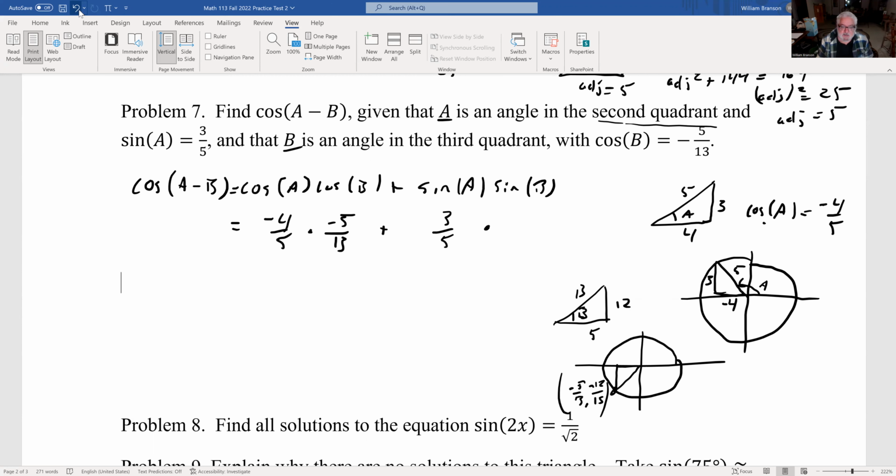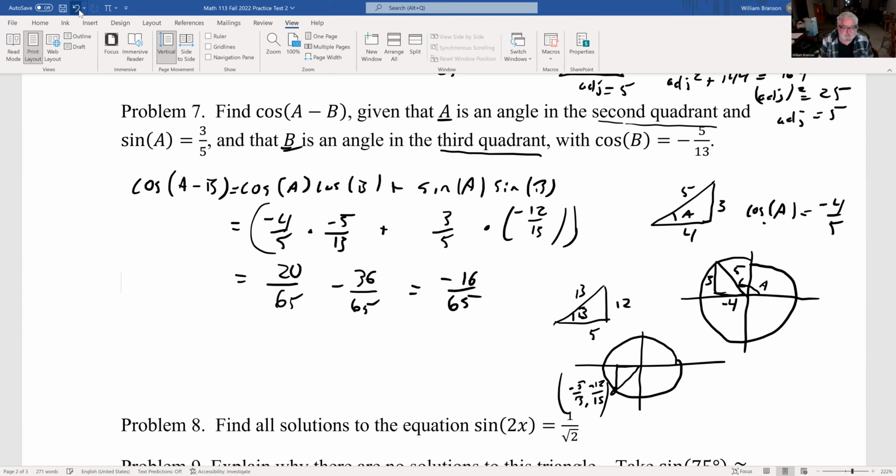So what's the sine of B? The sine of B is 12/13, but because B is an angle in the third quadrant and sine is negative in the third quadrant, that means it's going to be a negative 12/13. And again, you can multiply this out if you wanted. You could stop right here. That's a good solution. But if you really want to know what the numbers turn out to be, it's -16/65. And you don't need to know what the angles A and B are to be able to solve this problem.